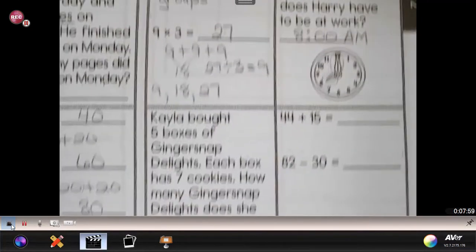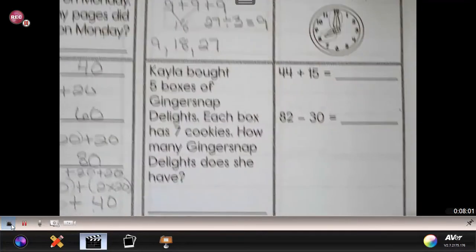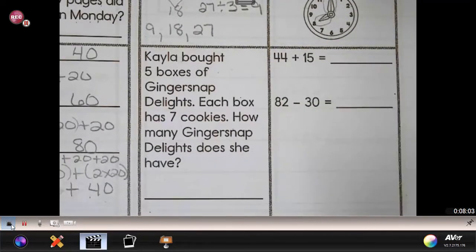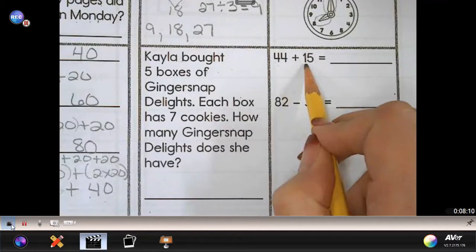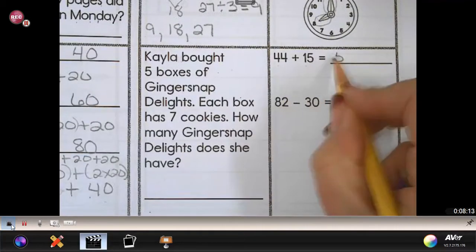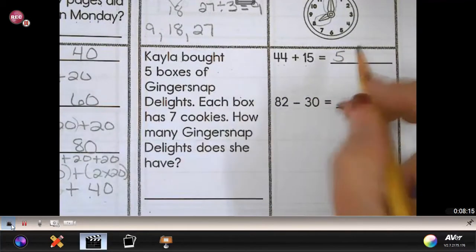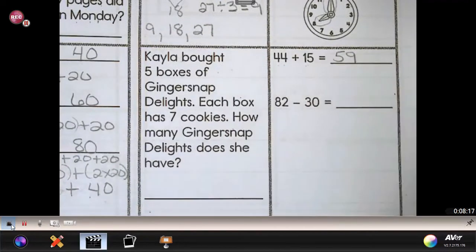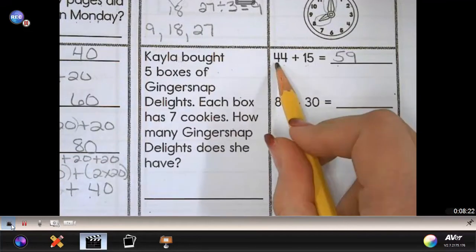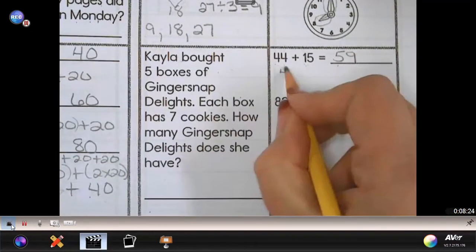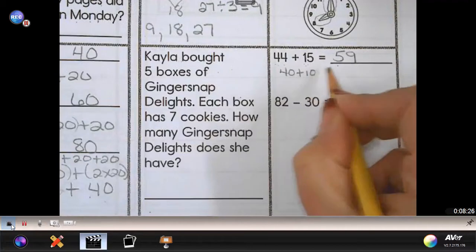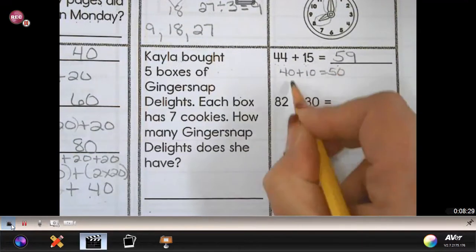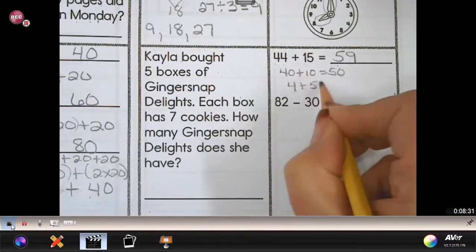Let's take a look at our word problem. And actually, I think I'll go to our adding and subtracting problem first. These are second grade skills. We know that we can add 40 and 10, which would be 50. And 5 and 4 is 9. No regrouping necessary, so our 10s are going to stay within the 40 and the 10. We know 40 and 10 is equal to 50, and 4 and 5 is equal to 9.